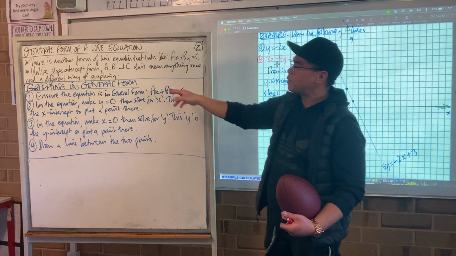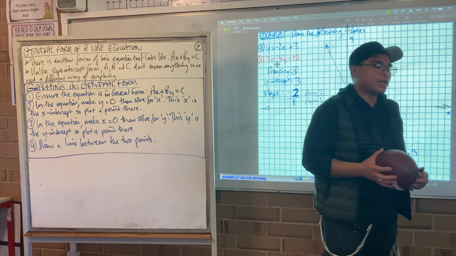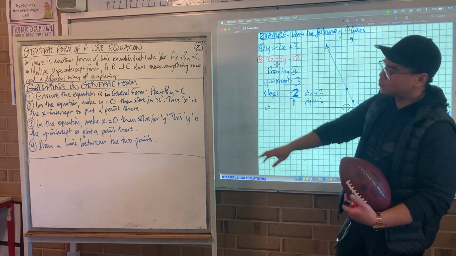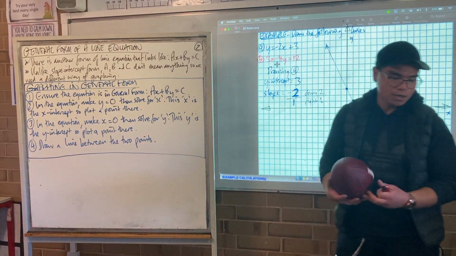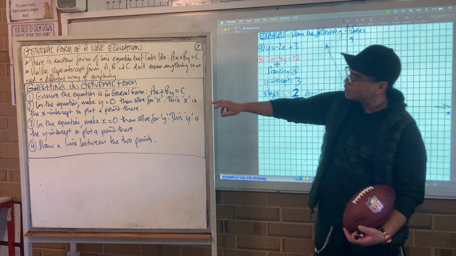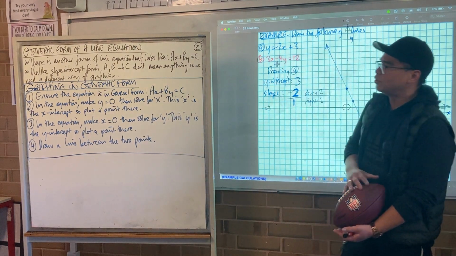Unlike slope-intercept form, a, b, and c don't mean anything. So we need a different way of graphing. The way that you graph is with these 4 steps here. Number 1, ensure that the equation is actually in general form. It needs to look like ax + by = c. So a number x plus a number y is equal to another number.